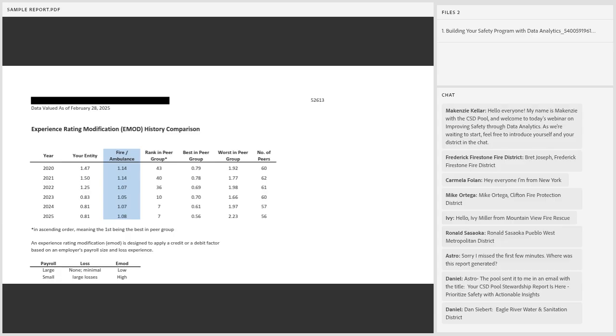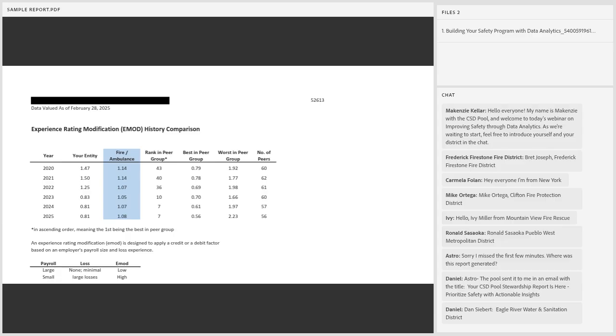Okay. Larger payrolls and fewer losses generally lead to lower EMODs. Smaller payrolls and more losses lead to higher ones. And if you have a higher deductible, that can also reduce your EMOD over time because a higher deductible means you retain a larger portion of losses. So fewer loss dollars are included in the EMOD calculations.